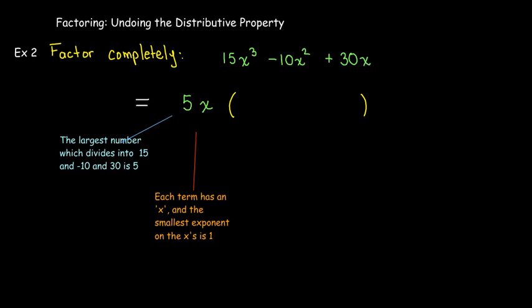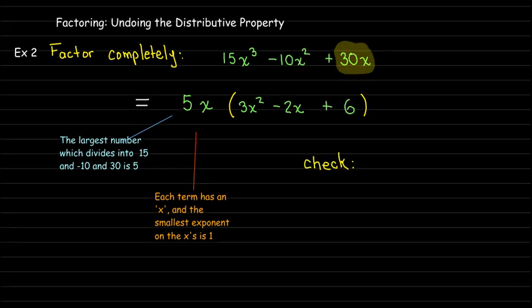Now what goes on the inside? Well, again, I say 5x times what will give me 15x cubed? And that's how I get the 3x squared. And then 5x times what will give me negative 10x squared? That'll be negative 2x. And then 5x times what will give me 30x? That'll be 5x times positive 6.